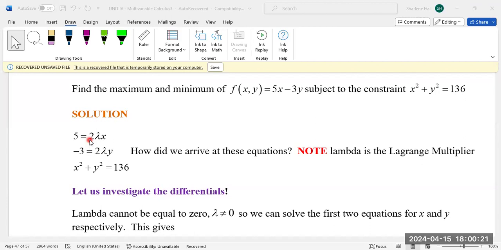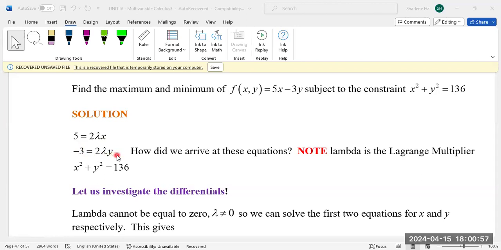So we need to solve the equations for x and y. Now look at this. I want x to be the subject of the formula. We're going to divide both sides by 2 lambda, don't we? Yes, sir. I want you to unmute and talk to me, so I can make sure that you're following. So x is going to be equal to 5 over 2 lambda, and y is going to be equal to negative 3 over 2 lambda, right?